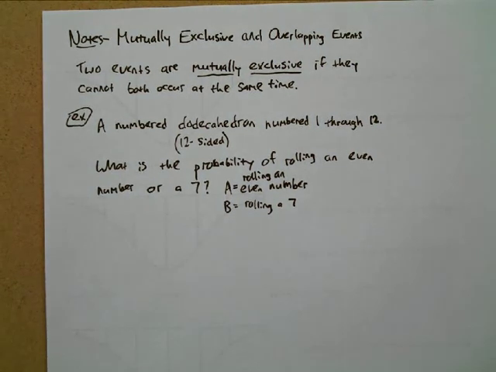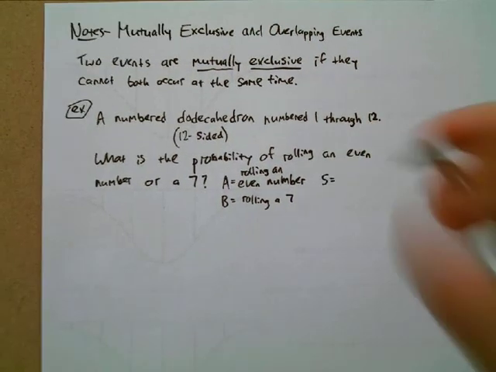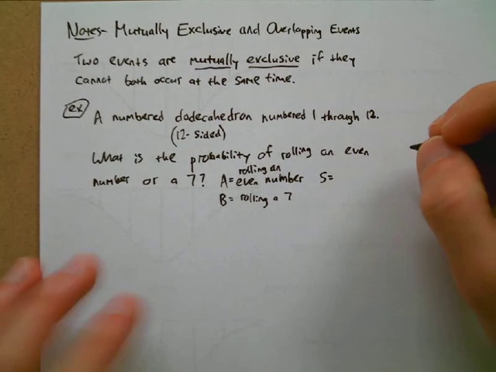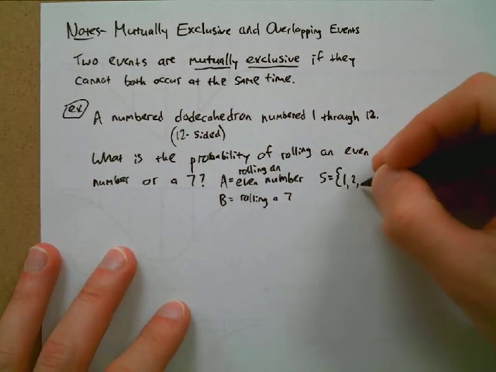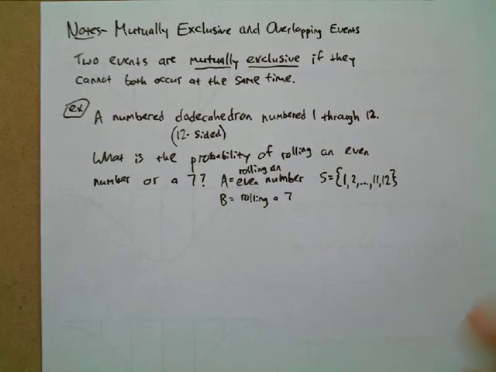Also, let's just go ahead and do this too. What's our sample space here? What are all the possible outcomes that we could roll with this numbered dodecahedron? Yeah, 1 through 12, right? So 1, 2, ... 11, 12. Okay, because it's important to recognize all the possibilities too.